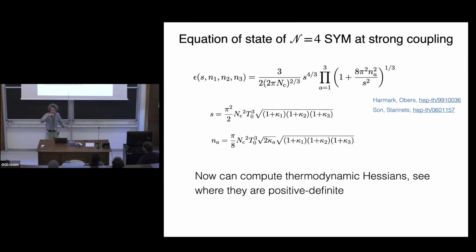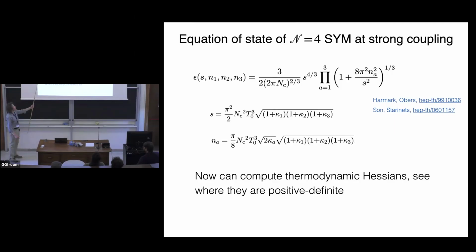So if you do this, you can actually work out the equation of state. If you know this, you can work out the equation of state quite easily. This is the equation of state for the energy density as a function of entropy density and the charge densities for N=4 super Yang-Mills at strong coupling. I first learned about this from Soren Starinets, who took this basically from Bernd Svetic and Sabra. But then I learned that people actually wrote down this equation of state much earlier, in the late 1990s, by studying thermodynamics of rotating branes in 10 dimensions.